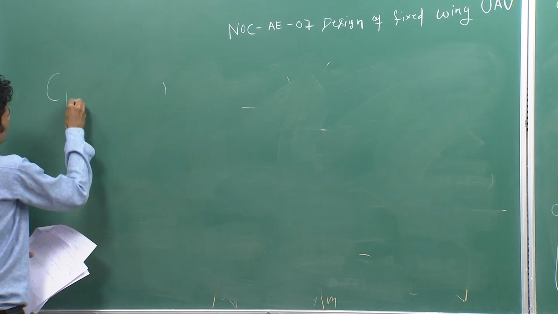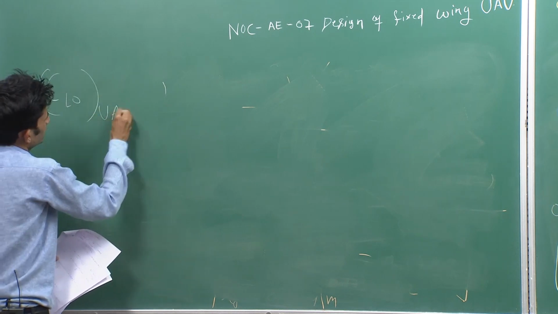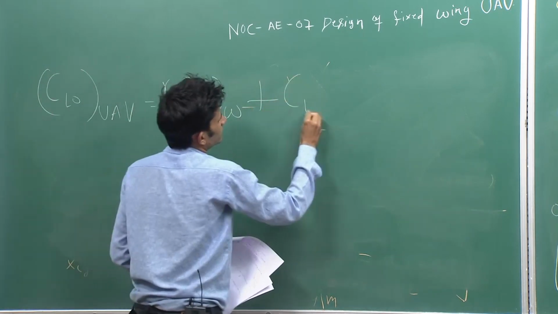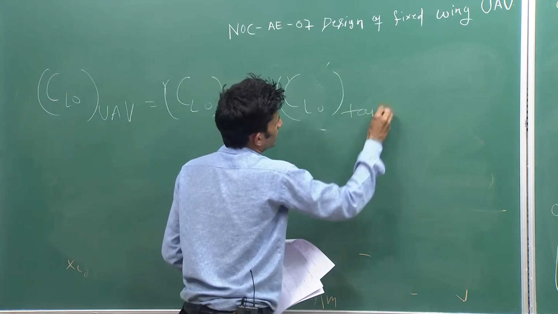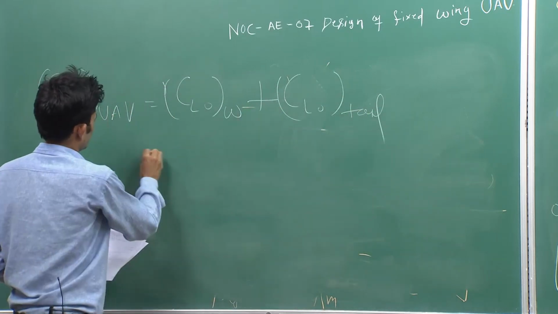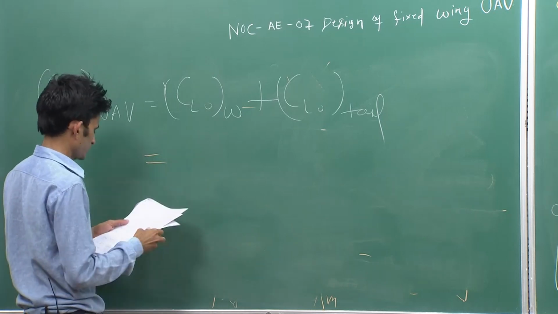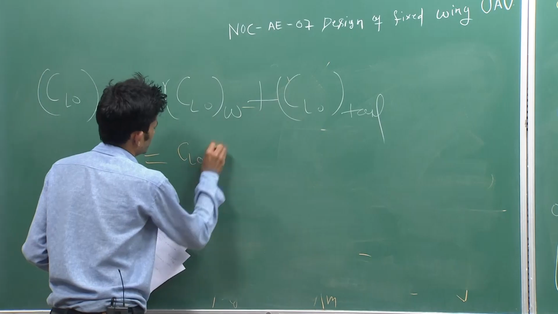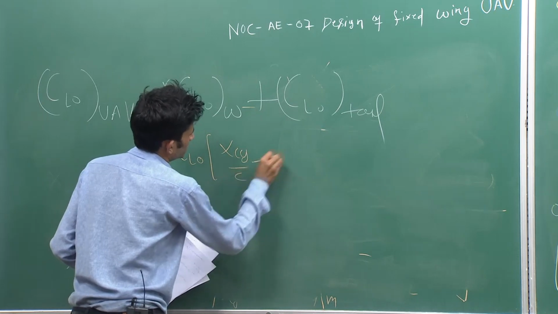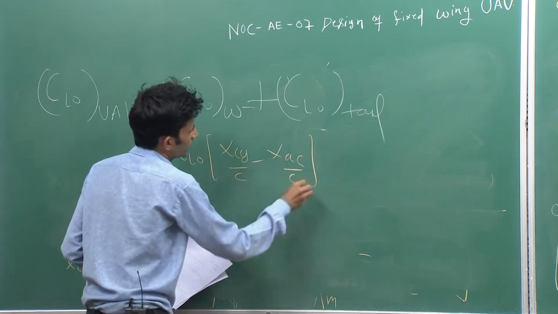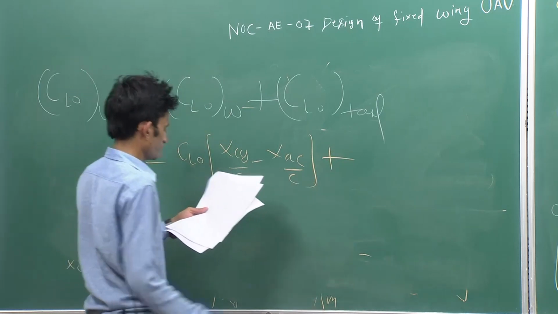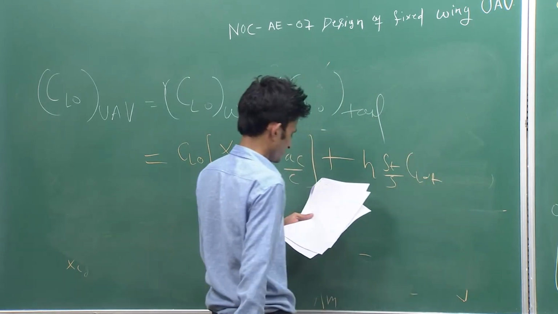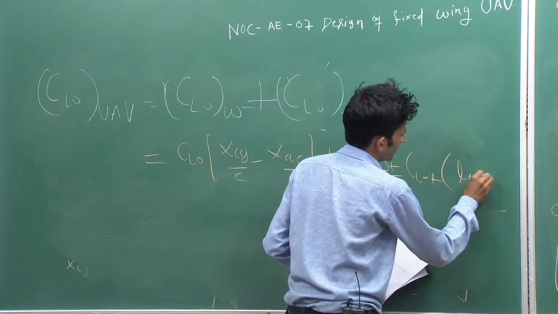So CL naught of the complete UAV equal to CL naught of the wing plus CL naught of the tail, you can say. So what will be the CL naught of the wing? You have calculated. Let's put the first formula and then we will further proceed, right? And CL naught of the tail is nothing but eta ST by S CL alpha of the tail, IT minus epsilon naught.